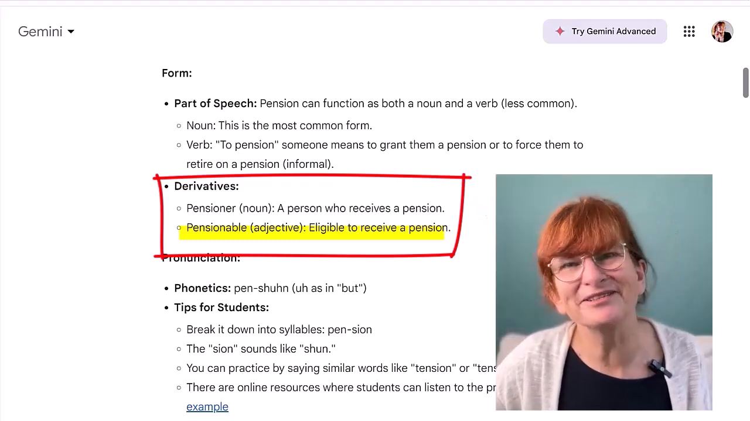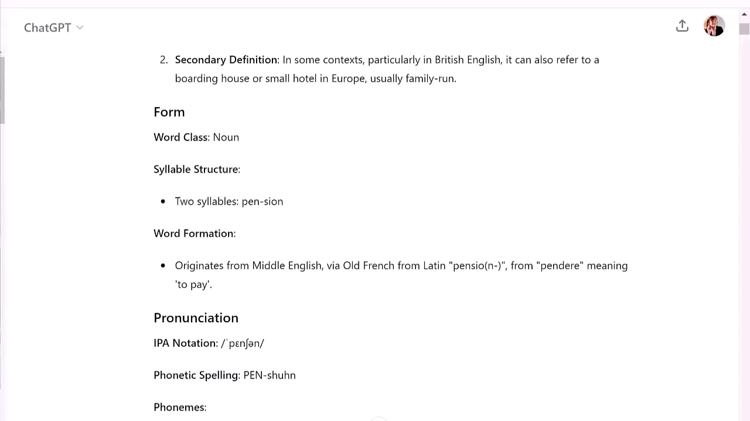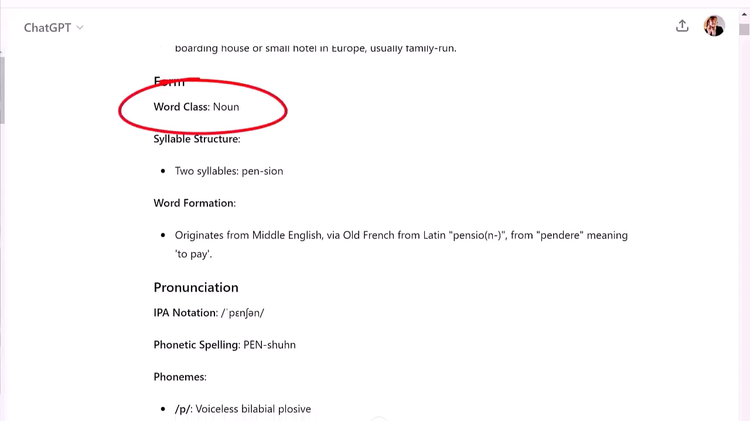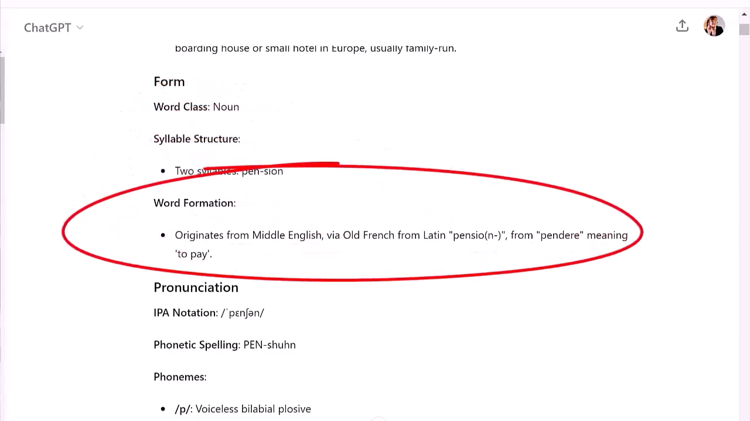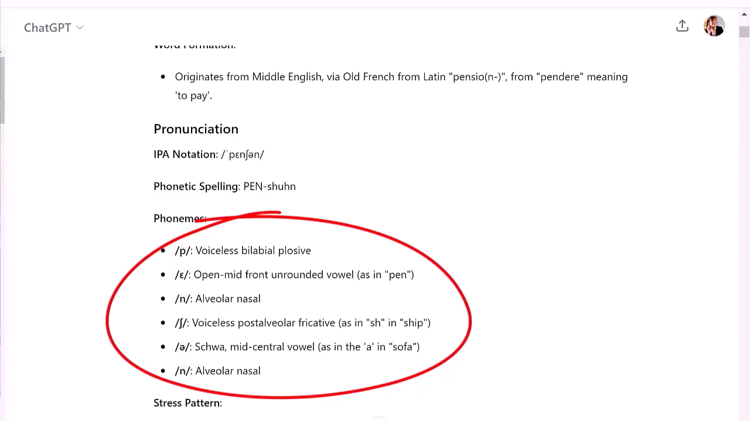I think I'd only use that in the expression pensionable age. ChatGPT is more straightforward, tells us it's a noun, not whether it's countable or not, and it also includes its etymology, which is definitely not needed in a language analysis. Moving on to the pronunciation, ChatGPT gives us a simple transcription, great, but then this huge amount of linguistic information that's just not needed for this assignment.